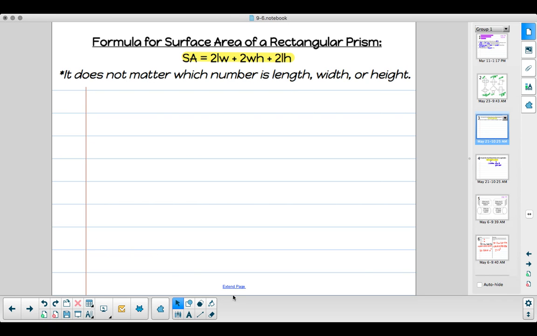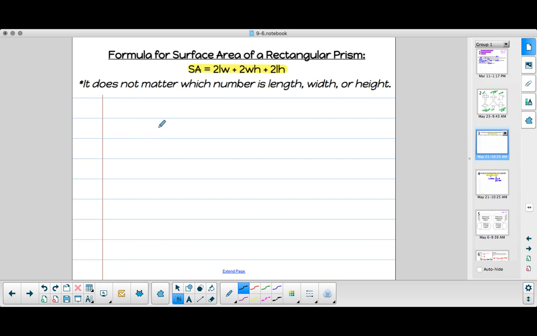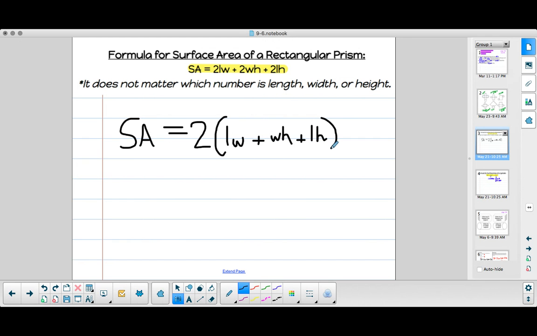They're kind of interchangeable. And actually, if you wanted to, remember back to when we did factoring, you could factor out that 2 and do 2 times the quantity length times width plus width times height plus length times height, which might make it a little simpler. So that's an alternative formula that you may use.